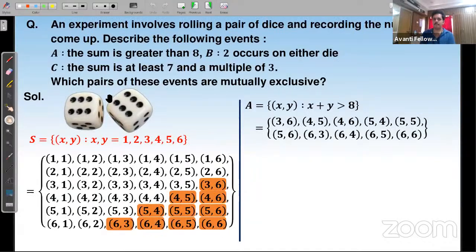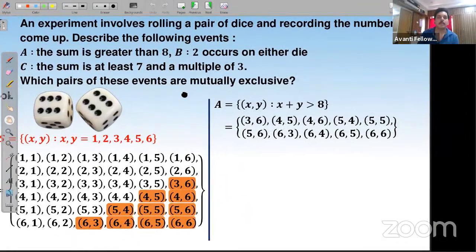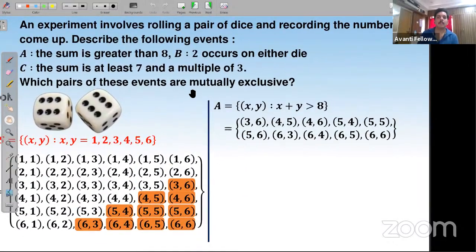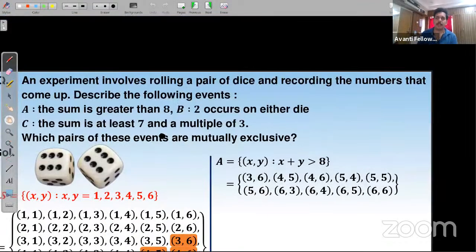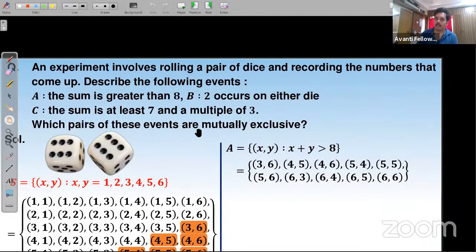Look at here, everyone. Guys, once try to check the question. What he has given. An experiment involves rolling a pair of dice and recording the numbers that come up. Okay. Describe the following events. So please tell me what is happening here. Experiment involves rolling a pair of dice. Pair of dice means 2 dice. Guys, is it okay? 2 dice I'm rolling and recording the numbers.